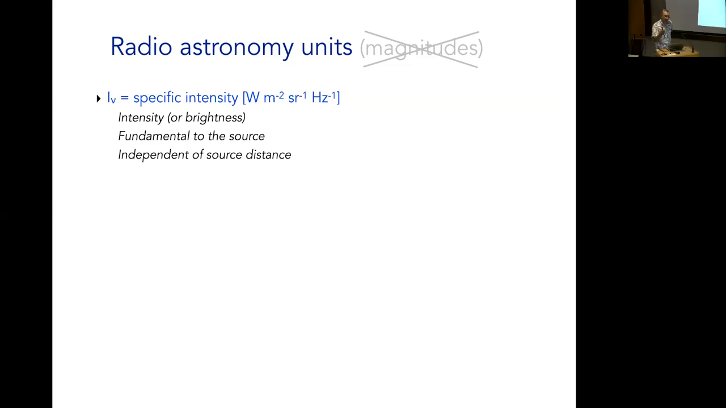So if we can measure this, we can learn about what is emitting in the source, right? That's the critical thing, right? Is it thermal bremsstrahlung? Is it dust, right? Is it synchrotron? What kind of spectral line is this, right? That's all those things I talked about. So that's what we really want to get at, okay? It's independent of source distance, right? It's a brightness.